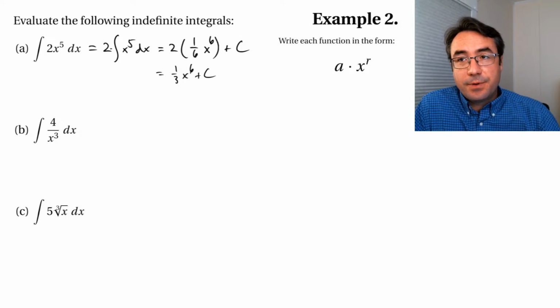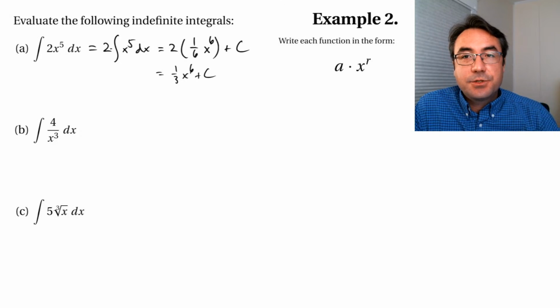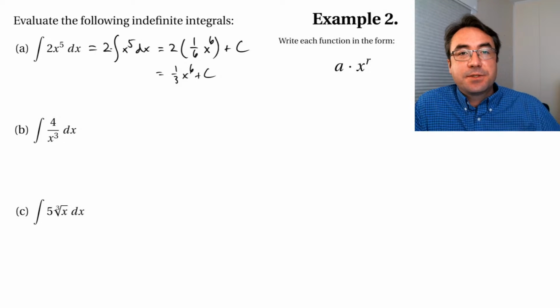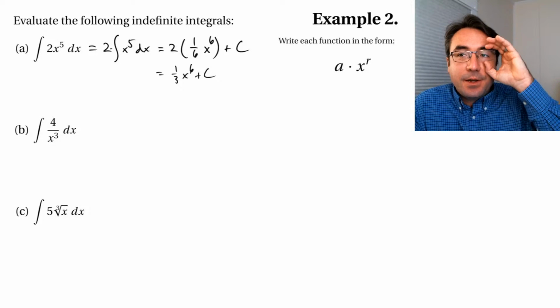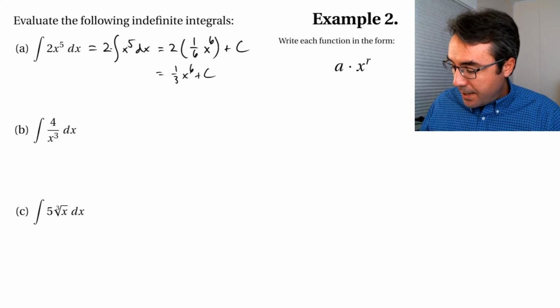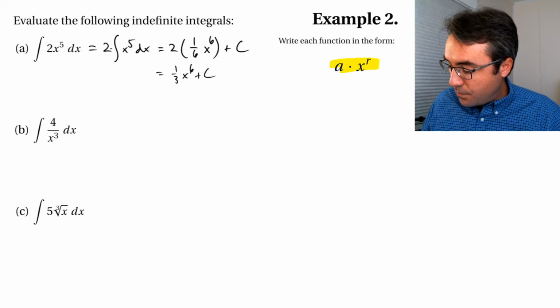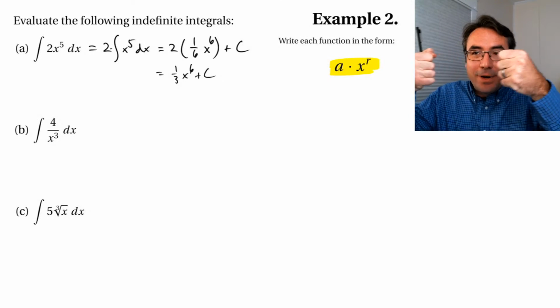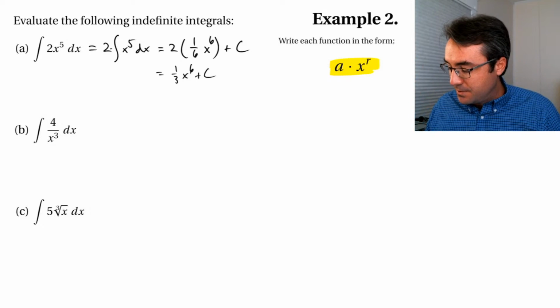So there's our antiderivative. Now let's try the integral of 4 over x cubed dx. And the goal is when you have a term like this, where it's a constant and a variable, you want to try to rewrite it in this format, where a is a constant. You want to try to separate your terms.